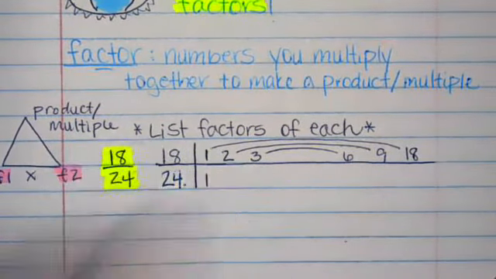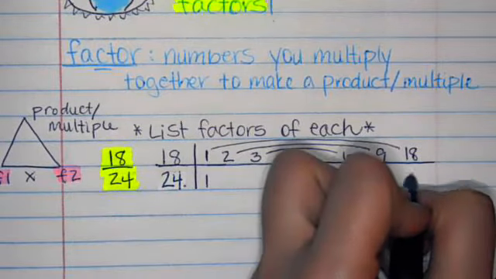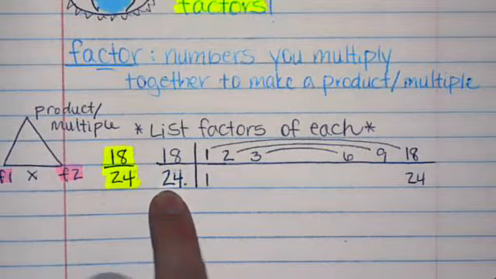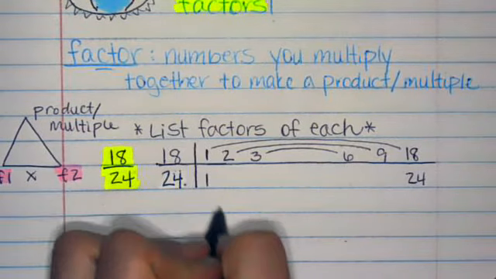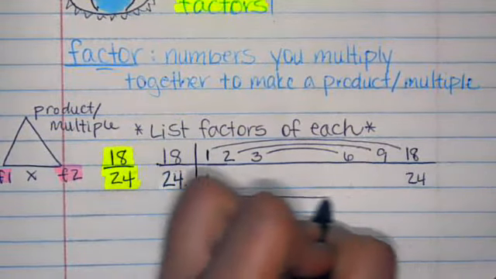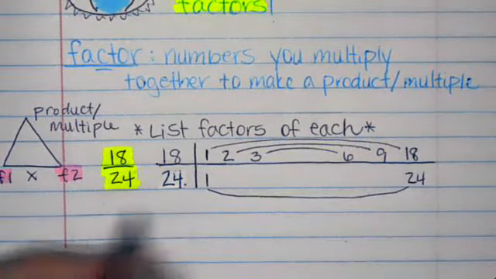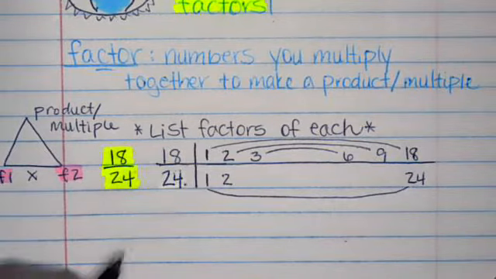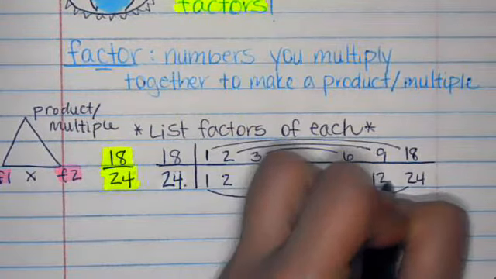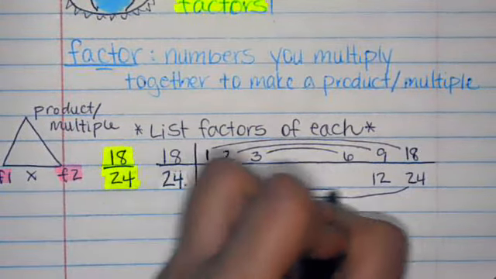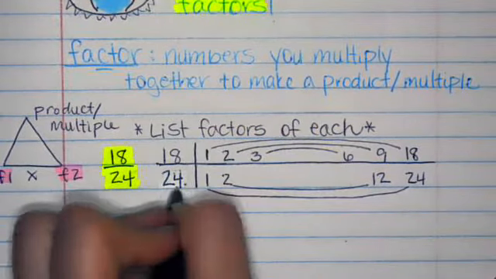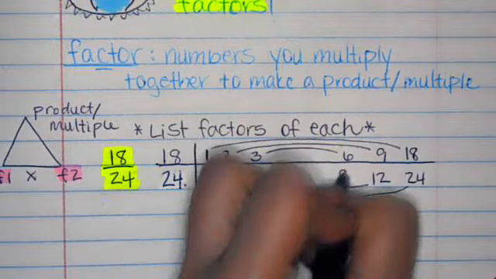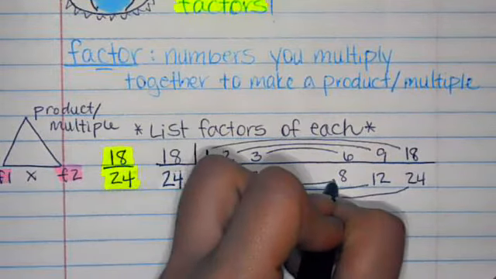Again, we always start with the factor of 1, and that is multiplied by the number itself, whatever that number is. So I have 1, and that is paired with 24. 24 is even, so I know that 2 is a factor of 24, and that is 2 times 12. I'm going to pair them. 3 is also a factor of 24, and that is 3 times 8 is 24.